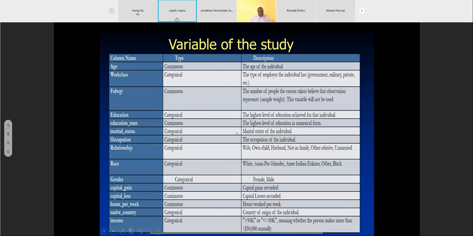Marital status is the marital status of the individual. Occupation is the occupation of the individual. Relationship is wife, own child, husband, not in family, other relative, or unmarried. Race is white, Asian, black, and so on. Gender, female, male. Capital gain is capital gain. And then finally income, which is whether the person makes more than 50,000 annually.